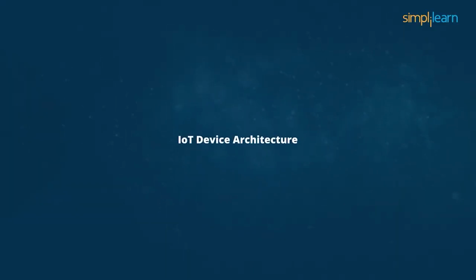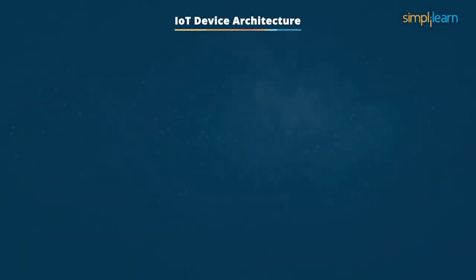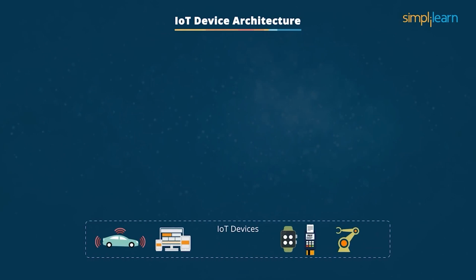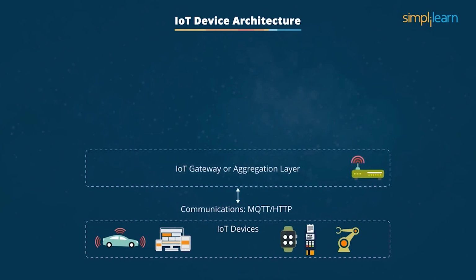IoT Device Architecture. There are 4 layers in the device architecture. The base layer consists of IoT devices. This includes all the components, like sensors, with the ability to sense, compute, and connect to other devices. Let's move on to the second layer, which is the IoT gateway or aggregation layer. This layer significantly aggregates data from various sensors. These 2 layers form the definition engine, and they set the rules for data aggregation.